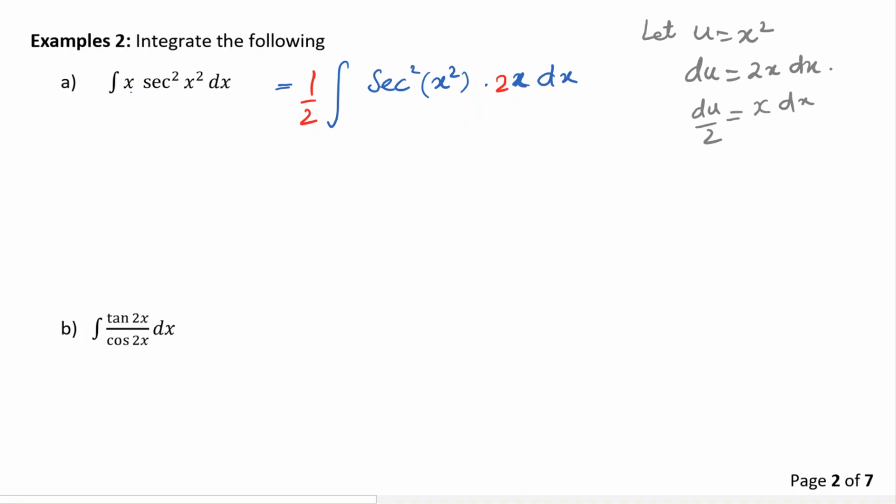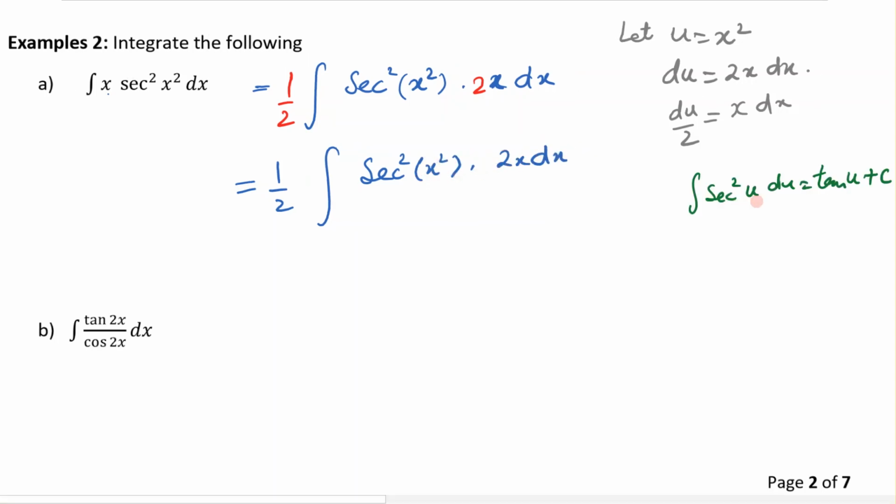If we do this, in the next step we have secant square of some new variable u du, and we already know that the integral of secant square u du would be tangent u plus c. In this case, our u is x squared. Thus we get one half tangent of x squared plus c.